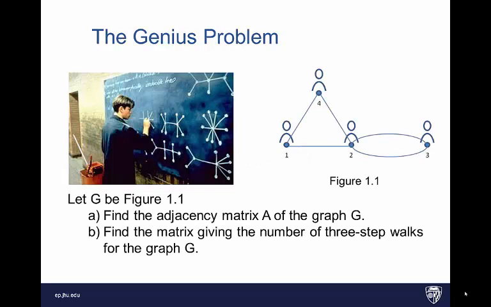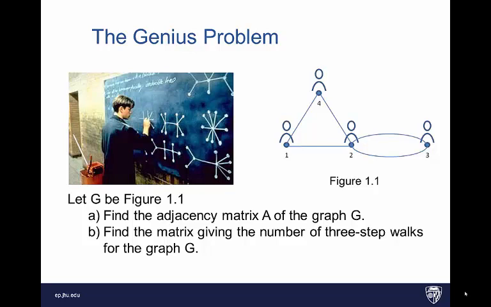Let's return to the genius problem that we looked at in one of the earlier lessons. If you recall, the genius problem was focused on this graph G, which is displayed here in figure 1.1. And the two questions are: find the adjacency matrix A of the graph G, and then find the matrix giving the number of three-step walks for the graph G.